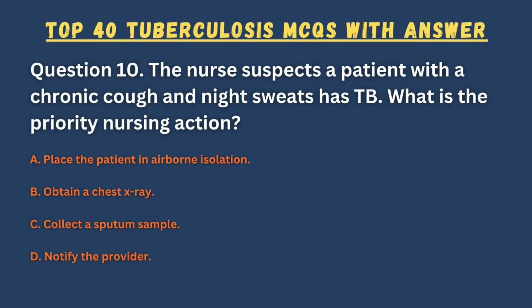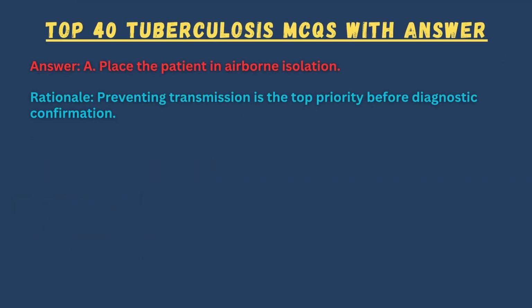Question 10. The nurse suspects a patient with a chronic cough and night sweats has TB. What is the priority nursing action? A. Place the patient in airborne isolation. B. Obtain a chest X-ray. C. Collect a sputum sample. D. Notify the provider.